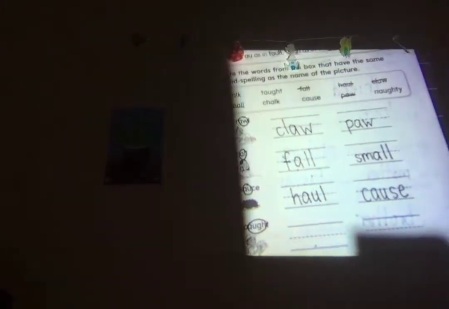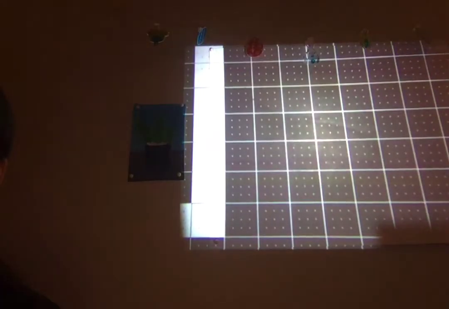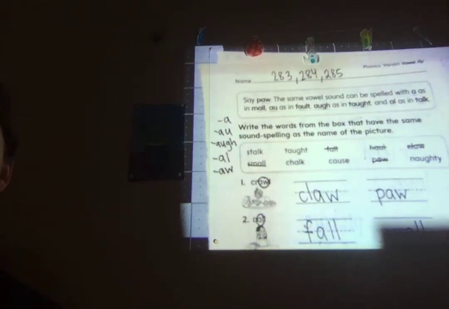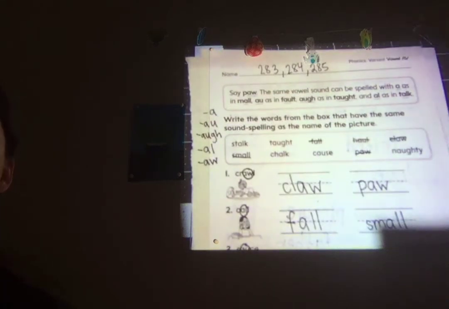So go ahead, grab your red workbook. We're going to flip open to page 283. That's 283 in your book, and let's go ahead and get started. Here's what page 283 looks like. Obviously, yours won't have a bunch of work on it like mine does. Yours should be blank.